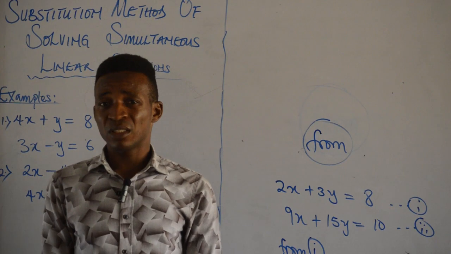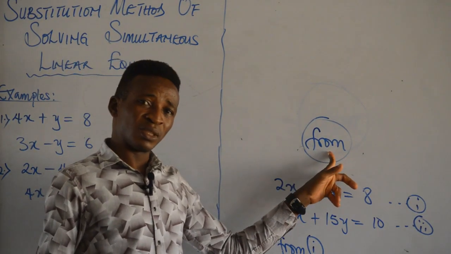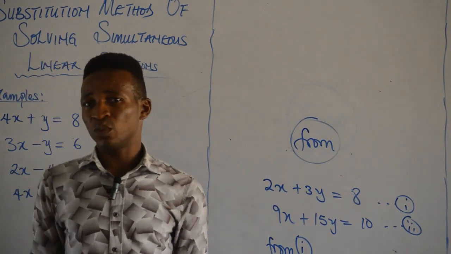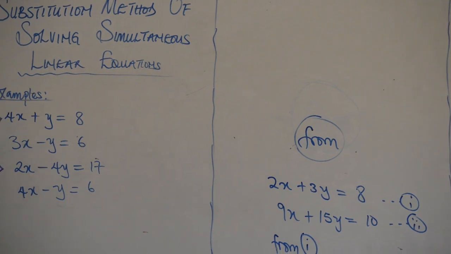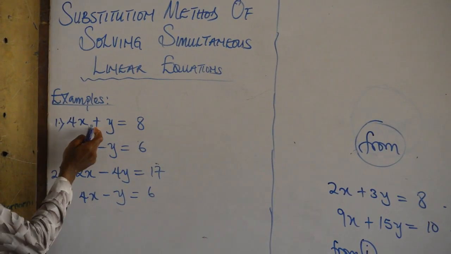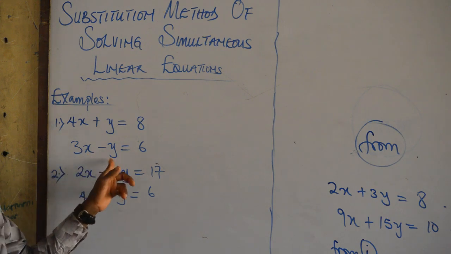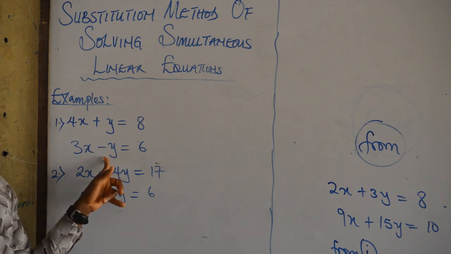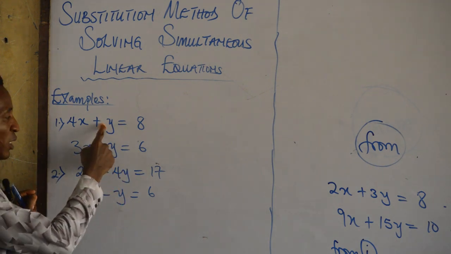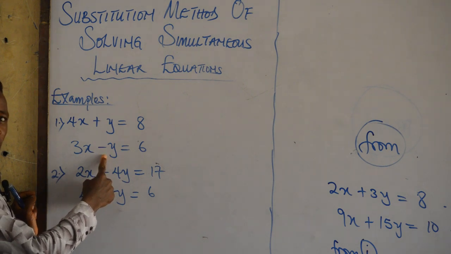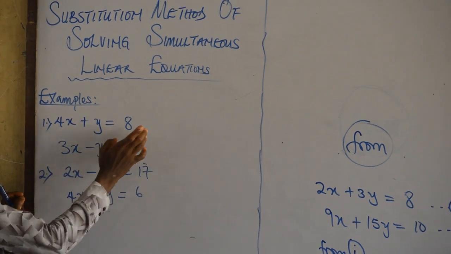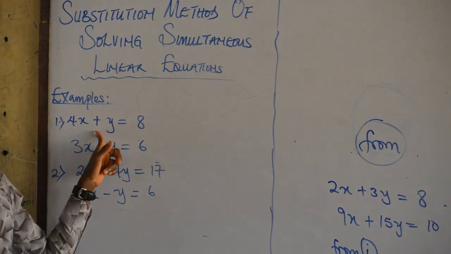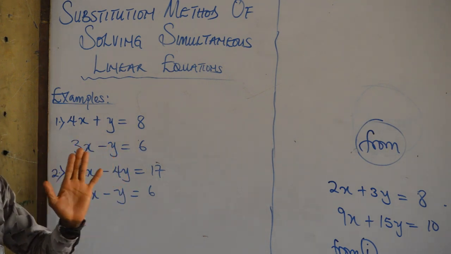Now what you just need to do is very simple. When you remember this word "from", decide on your own: should I start with equation 1 or start with equation 2? Now let's look at the questions we have here. For question 1, we have 4x plus y equals 8 and 3x minus y equals 6. For both equation 1 and equation 2 in question 1, the coefficient of y here is 1, and the coefficient of y here is also 1. That means for these two equations we have a variable with coefficient 1, so you don't need to bother yourself much about that.